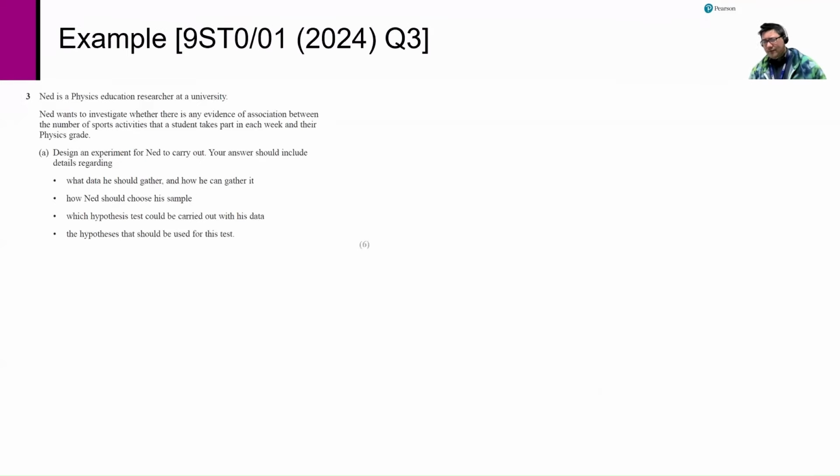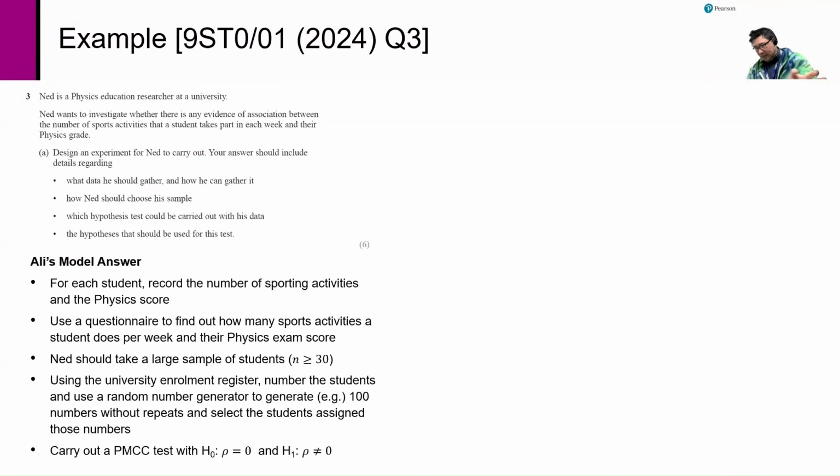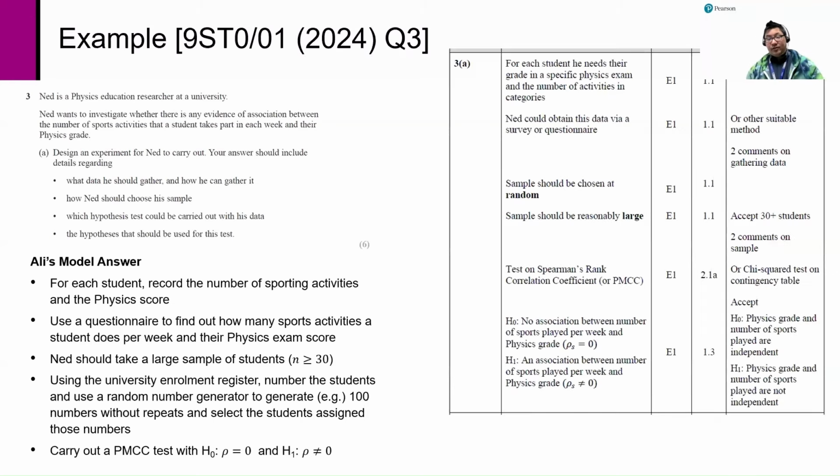Okay, this is an example. I'm going to very quickly go through this one. There we go. You see my model answer here. This was just design an experiment. My model answer is all structured as bullet points. I've said exactly what I'm going to do. The bullet points in the question say what data should he collect, how he should gather it, how should you use the sample, what hypothesis test should you use, and what would be those hypotheses. I've just answered every single one of those bullet points with my own bullet point. And the mark scheme, you can look at this later, you'll find that my mark scheme and my solution are pretty much the same. So that's where you get your 6 marks. But again, bullet points, and make sure you answer the bullet points that are in the question.